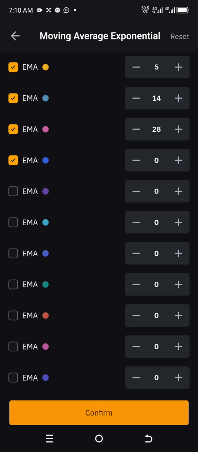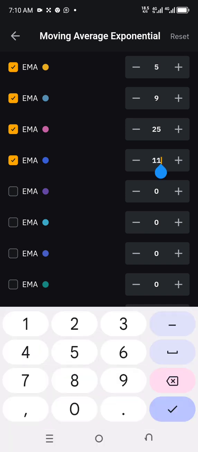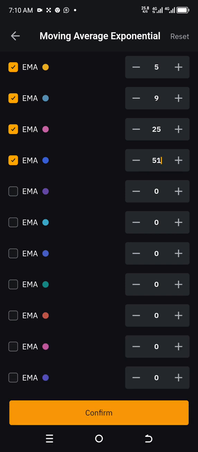If you come to this place, make this one 5. Make this second one 9 currently, then make this one 25 currently, then make this one 51. Are we good? Then after you have done these 4 settings accordingly, click on confirm.